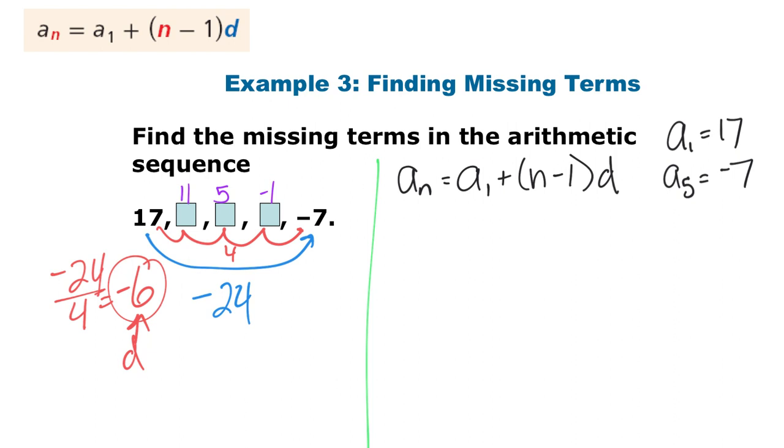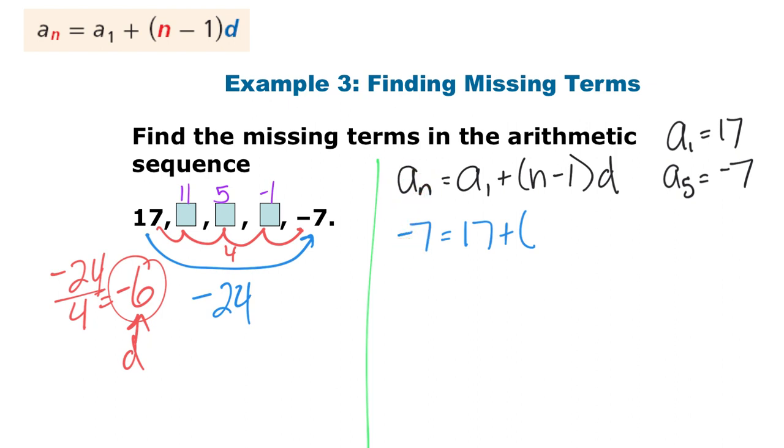So now I'm going to fill in what I know. A sub n is really going to be any term. Well, I know a sub 5 is -7. So I'm going to put in -7 there, equals a sub 1, which is 17, plus n. Now that's the term number from this term right here.